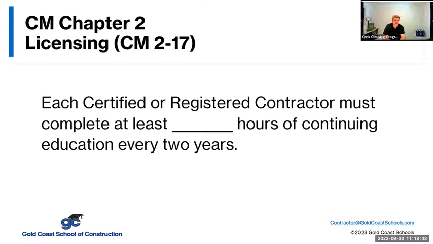2-17. And each certified or registered contractor must complete at least how many hours of continuing education every 2 years to renew their license? That's going to be 14 hours. 2-17. And also at Gold Coast, we got you covered on the CE. We have great CE programs. As a Division 1, Division 2, you're going to be renewing on even years. So 2024 is an even year cycle. If you're getting your license in 2024, you would not have to renew till 26.